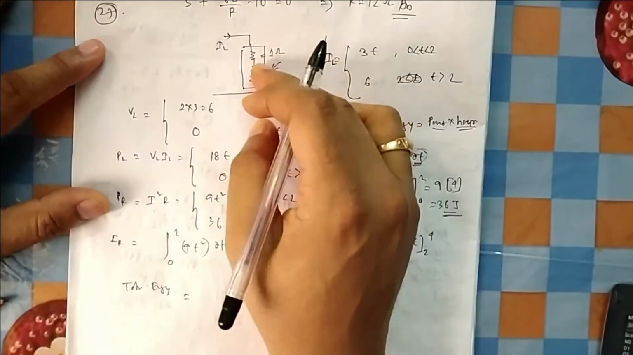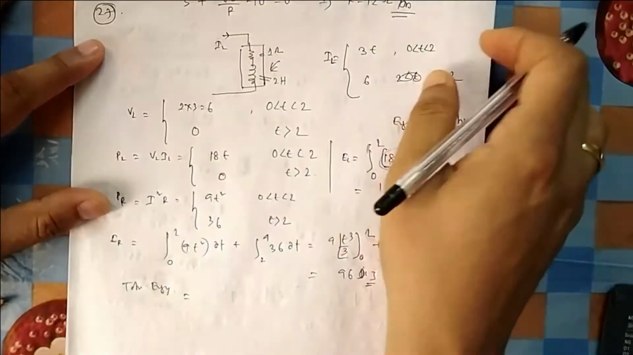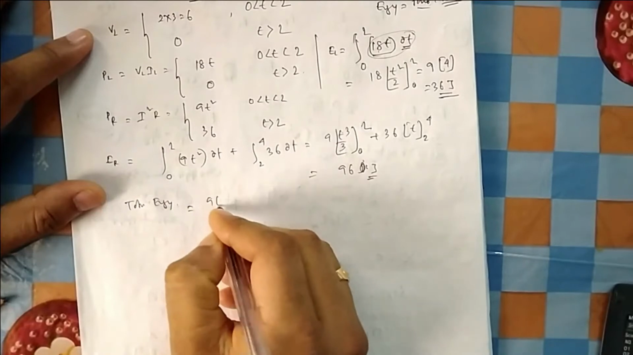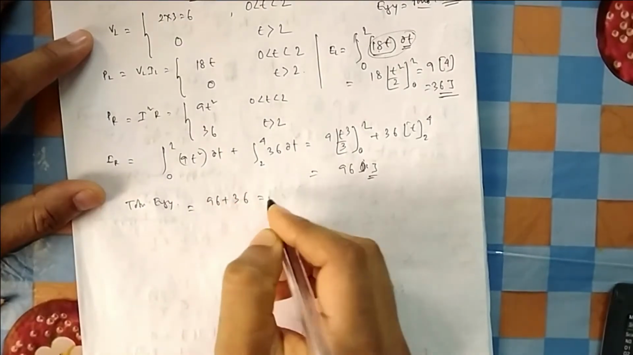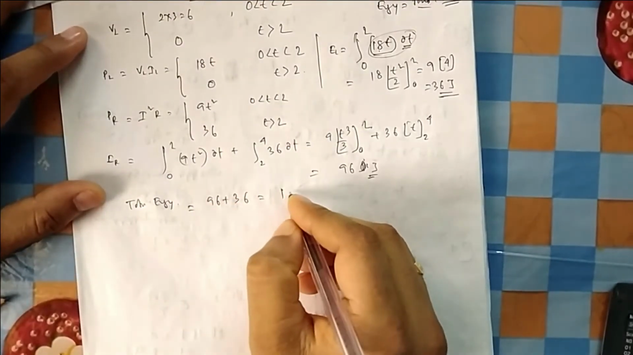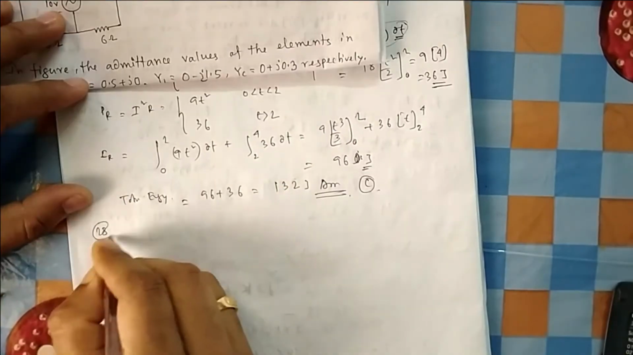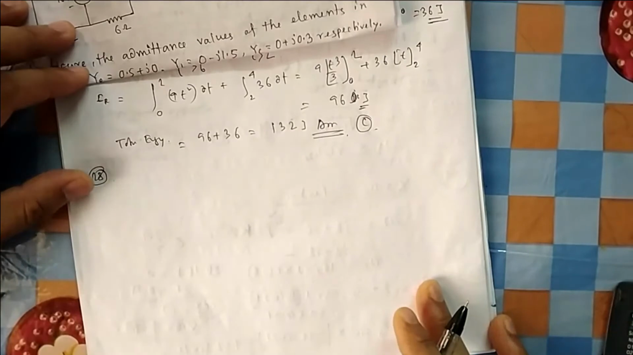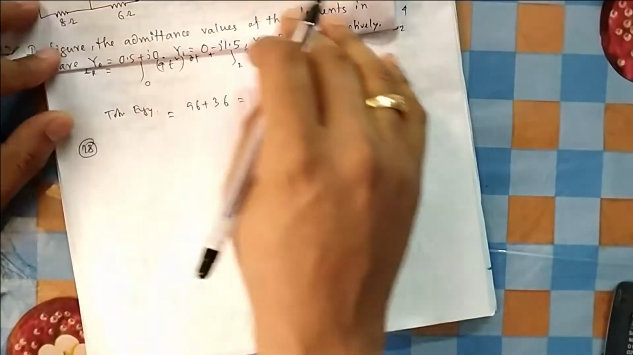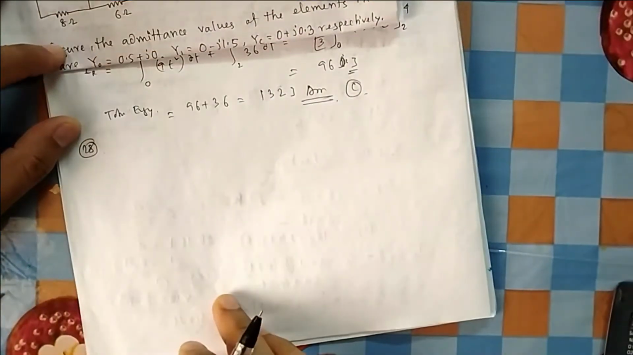This is a practical inductor, where a resistance is also present along with an ideal inductor. So add this: 96 plus 36, then it will be 132 joule. We will go for question number 28. In the figure, what is the potential difference between the points P and Q?